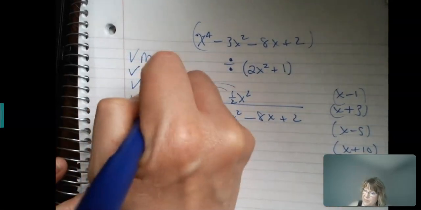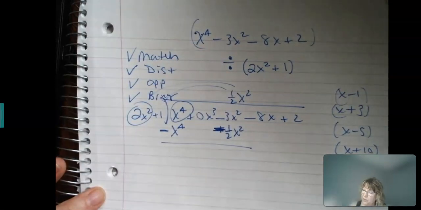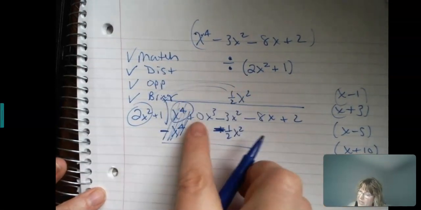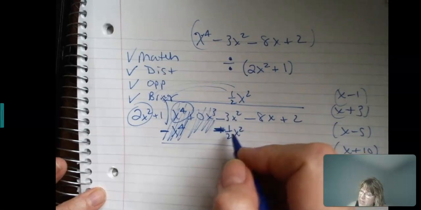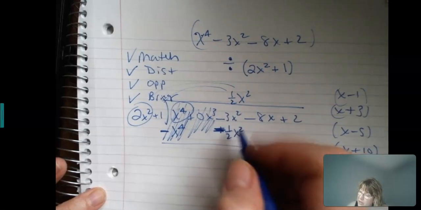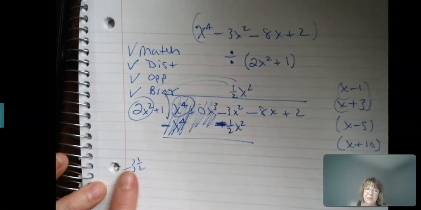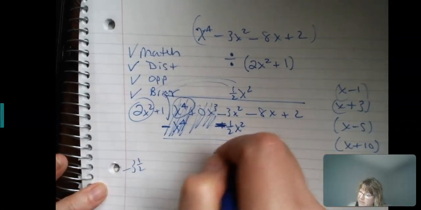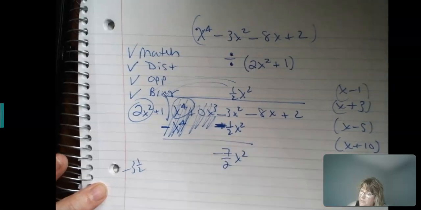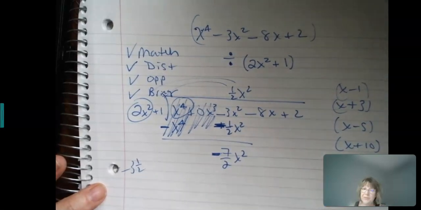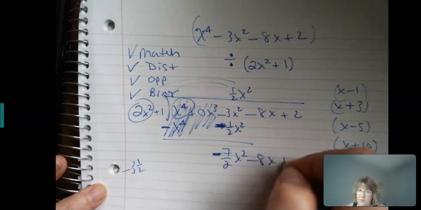Next step is bring down. Okay, so technically we're subtracting here. These go away. Ooh, that's a 0, that goes away. All right, what do I get here? I get a -3.5. Usually we probably do improper fractions, so I'd probably do -7 halves x squared. Okay, you could do a decimal if you want to. All right, bring everything else down.